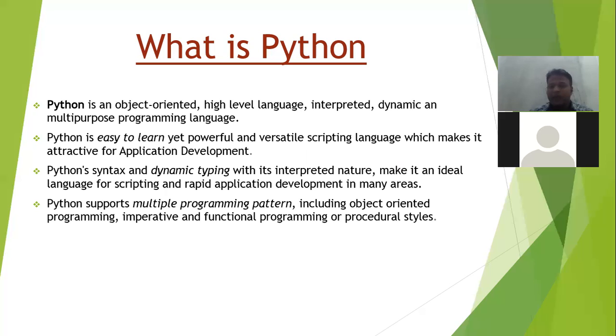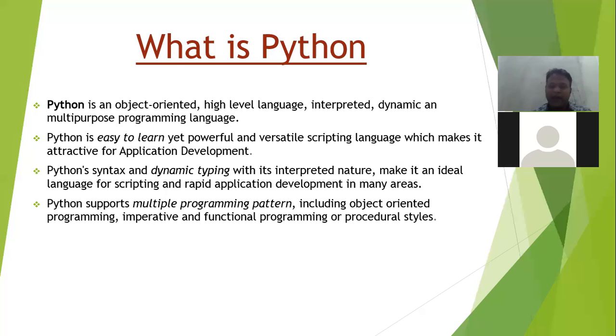Python is an easy to learn, yet powerful and versatile scripting language, which makes it attractive for application development. So it is easy to learn, powerful, and it is a scripting language. The syntax and dynamic typing with the interpreted nature make it an ideal language for scripting and rapid application development. So why is it rapid? If you want to display anything, you just type a letter or a sentence and put an enter, and you get a result.